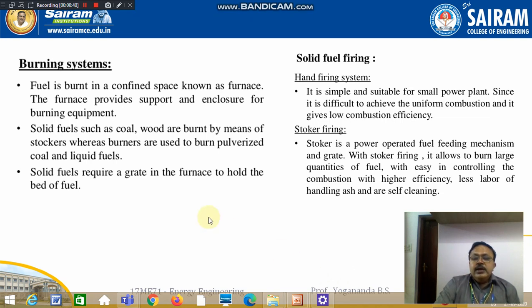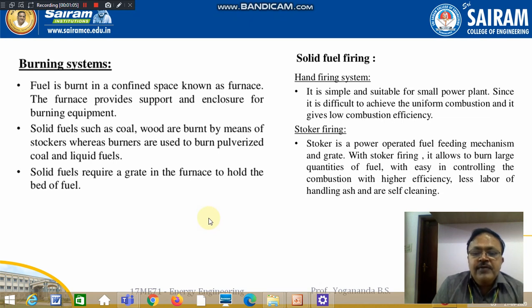But in the case of a small power plant, we are going for hand firing system because the amount of coal handled is very small here. But it is difficult to achieve uniform combustion and there is low combustion efficiency in the case of hand firing system. Whereas in stoker firing, it is automated.